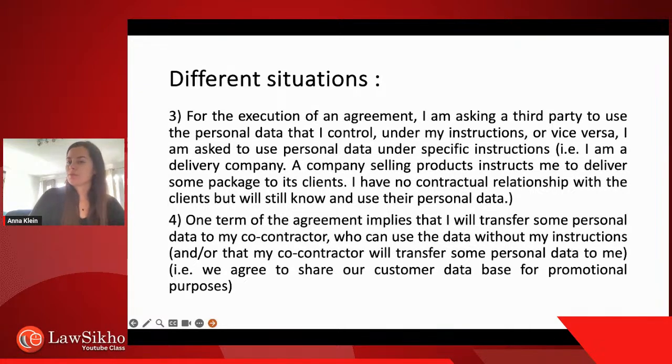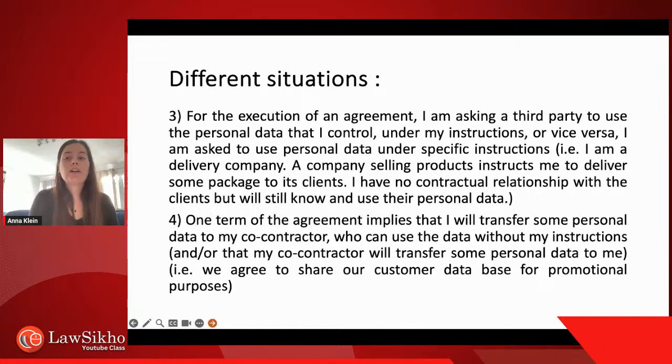So, for instance, I have an agreement with my client, but I am going to ask someone else to use the personal data of my client. It's my client, but I'm sending this personal data to someone else so that he uses the personal data of my client, but only under my instructions. And that I can do.